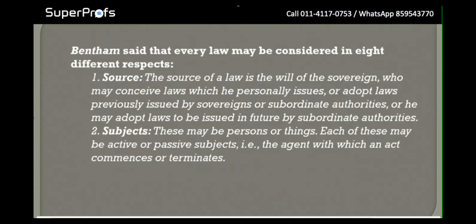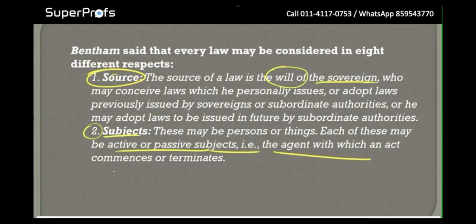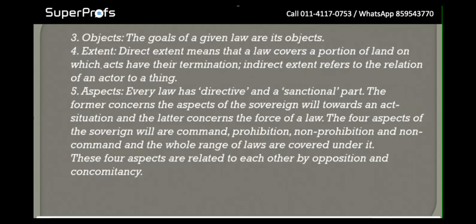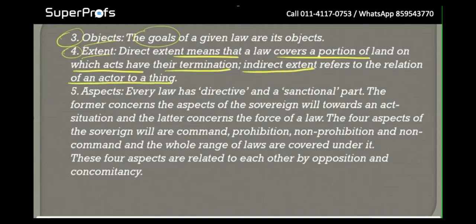Bentham said, every law may be considered in 8 different respects. First is, what is the source of the law? The source of the law will tell us the will of the government and the legislature. Second is the subjects. These are the persons or things. Each of these may be active or passive, that is, agent with which an act commences or terminates. Next, the third one is objects. What is the goal of the law? Fourth one is extent. Direct extent means that a law covers a portion of land on which the act has been terminated, or indirect extent refers to the relation of an actor to a thing.